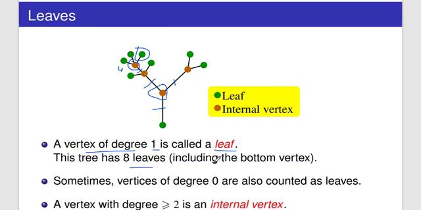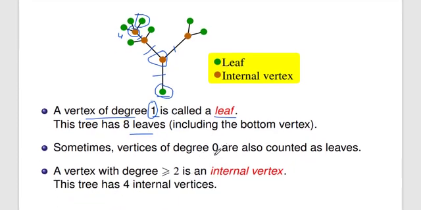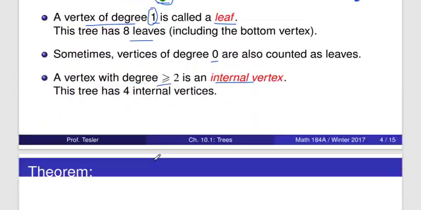The bottom vertex is also a leaf, but in an actual tree we would call it the root or bottom, not a leaf. But in a graph the only condition is that the degree of the vertex should be 1, and it's called a leaf. Sometimes a vertex of degree 0, an isolated vertex, is also counted as a leaf. It's also called a tree. A vertex with degree 2 or more is called an internal vertex. So this tree has 4 internal vertices: leaves and internal vertices.